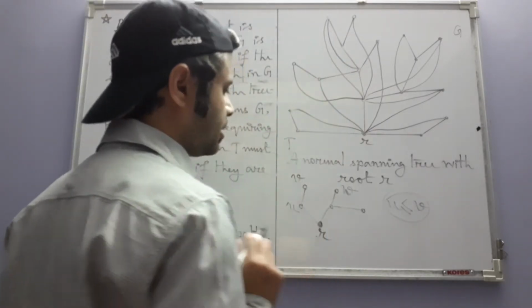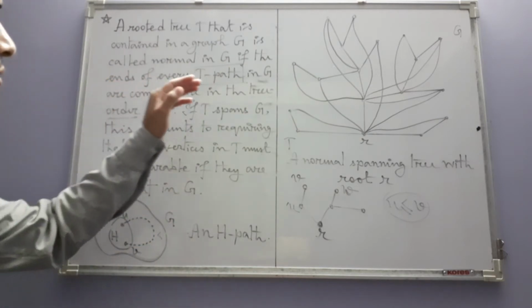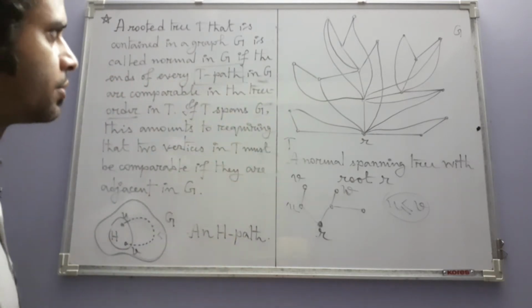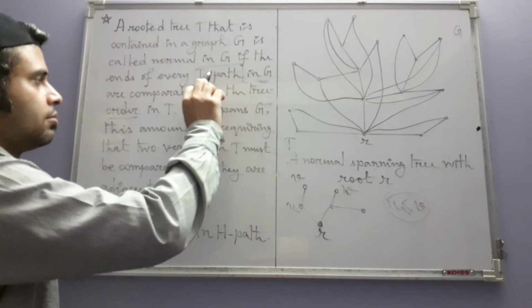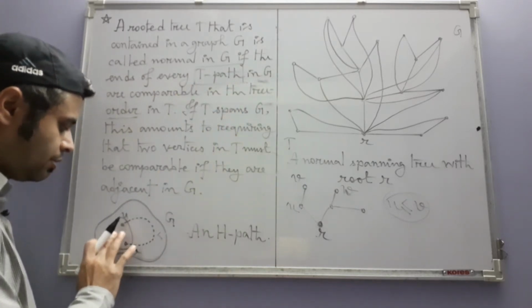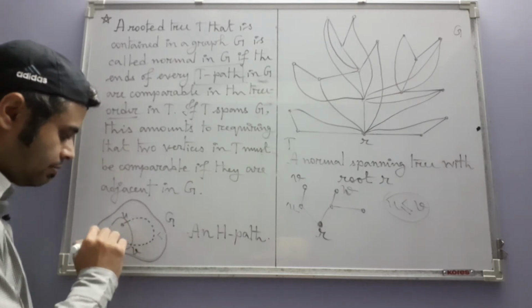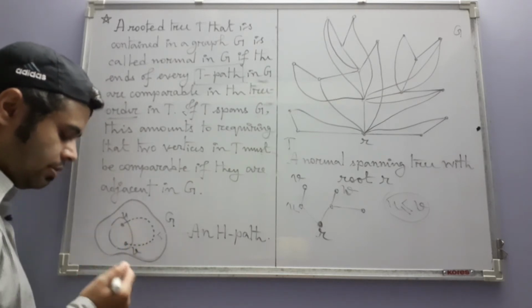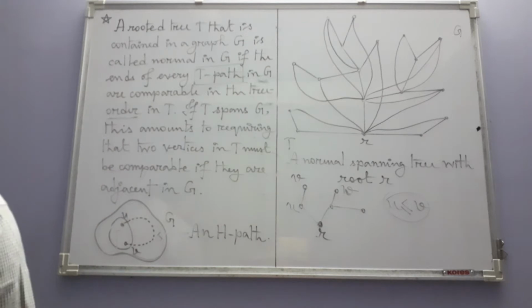So let us consider a T path. Because the ends of a T path must belong to T, you can now consider T here. Say, so this is your T. I need ink. Give me a moment.